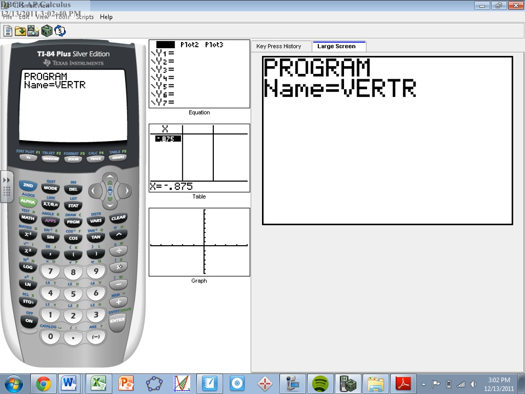You can only put 8 letters, no spaces. So just type it all in 8 letters. That's the best way we can name this. Again, we only have 8 letters to choose, so make them wise. Vert root. And this tells me, in vertex form, I'm finding the roots. That's what this program is all about.